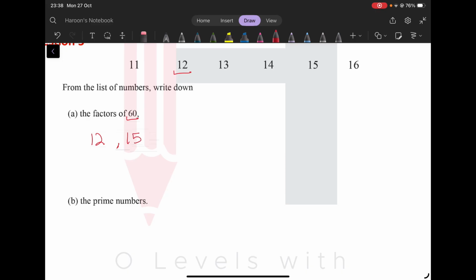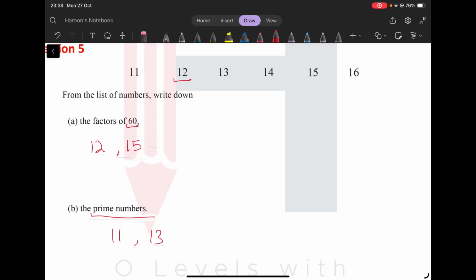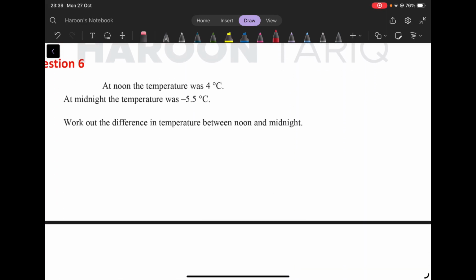Okay, now the prime numbers. Prime numbers from this list would be 11. It only has two factors, 1 and 11, and 13 as well. For even numbers, you don't even have to look at 12, 14, 16. And for 15, we have 5 as well, which is a multiple. 15 comes in its table. So why do we not look at even numbers? The only prime number among even numbers is 2. So this should be the answer.